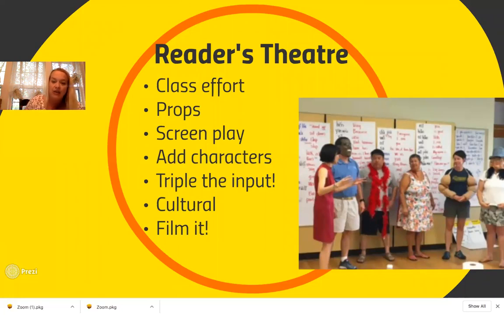I have them read. We select groups for costumes, set design, technology, lighting, all of that. These kids are pre-reading their script, and then they're acting their script out while they're reading it. At the end, I film it and play it for them, and they're listening to it. So it's triple the input.